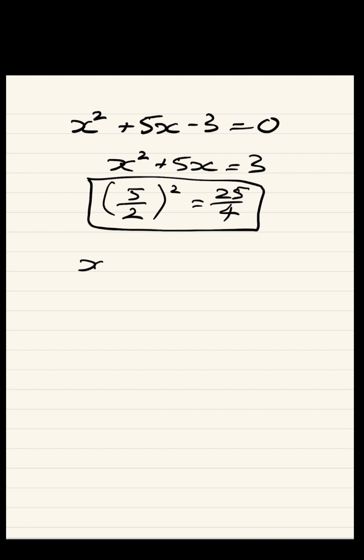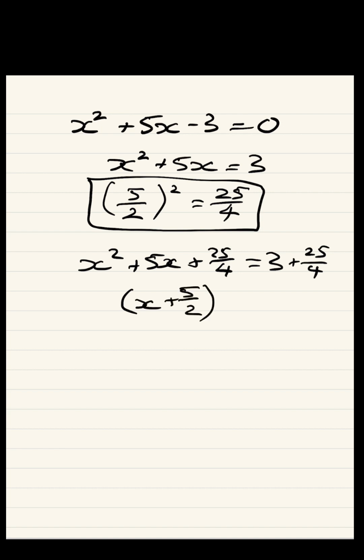So we end up with x squared plus 5x plus 25 over 4, and that's equal to 3 plus 25 over 4. Okay, a lot of simplifying to do now. So we are going to half the 5. Again, I'm going to leave it as a fraction, like that, squared. Again, we'll multiply out to be the expression above. And on this side, I'm simply going to simplify that fraction.